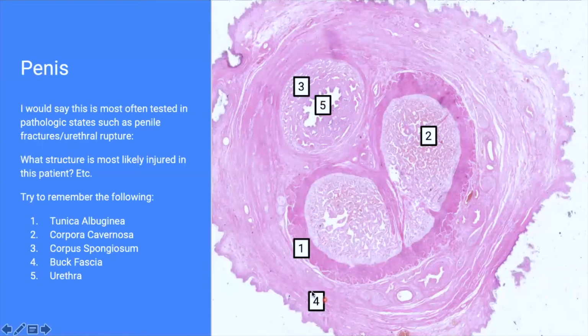And then 4 is going to be our Buck fascia. This is often talked about in terms of a penile fracture or a urethral rupture or damage. So Buck fascia is going to be outside of the tunica albuginea, and then the superficial fascia will be even further out than the Buck fascia. So tunica albuginea surrounds the corpora cavernosa, both of them, and then the corpus spongiosum surrounds the urethra itself, and the Buck fascia encircles all of it. The superficial fascia will circle all of that as well.